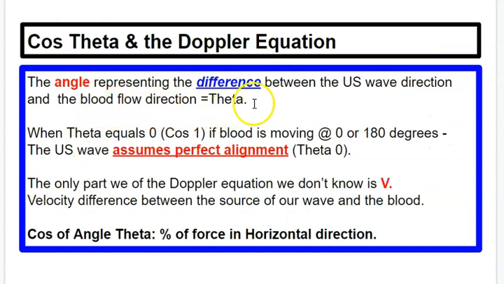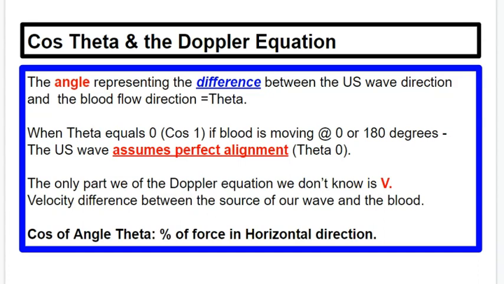The angle representing the difference between the ultrasound wave direction and the blood flow direction is an angle theta. And that's just a word. And interesting, when theta equals 0, cosine is 1. So we talked about that. If blood is moving at 0 or 180 degrees, the ultrasound wave assumes a perfect alignment with the blood cells.